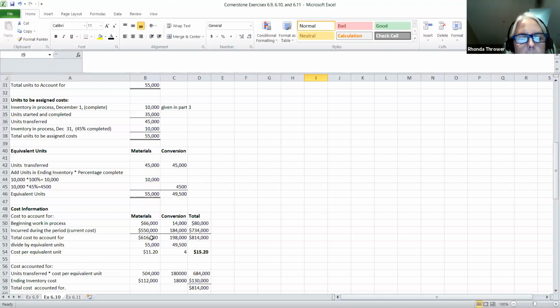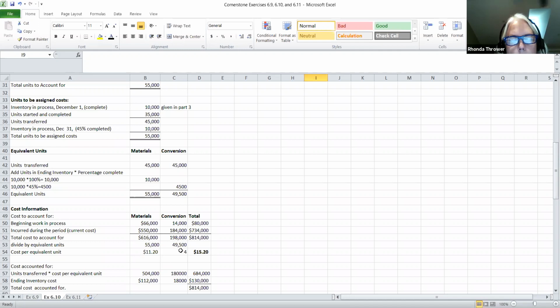That's different from the FIFO method, because the FIFO method kept up with their beginning inventory costs separately from their current period cost. But the weighted average method throws it all together. And so your beginning inventory cost plus your materials cost for current period gives you total materials cost for that period of time of 616,000, which divided by the equivalent units for materials will end up being the cost per equivalent unit for materials, which is $11.20.